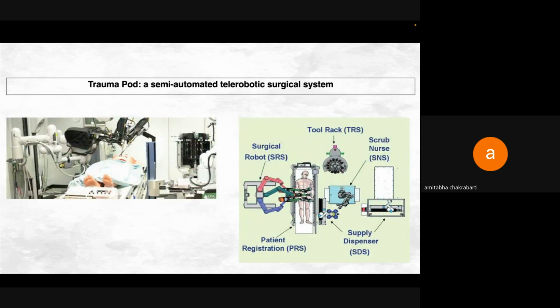This is very interesting. This is Trauma Pod, a semi-automated tele-robotic surgical system. Like the trauma patient I was talking about earlier, someone is at the bedside of the patient, and the robotic surgeon is working from a console away from the patient. Here, there is no human being. Only surgical robots will be operating on the patient. This semi-automated tele-robotic surgical system is used in military settings and for managing trauma patients. But this must be low risk.